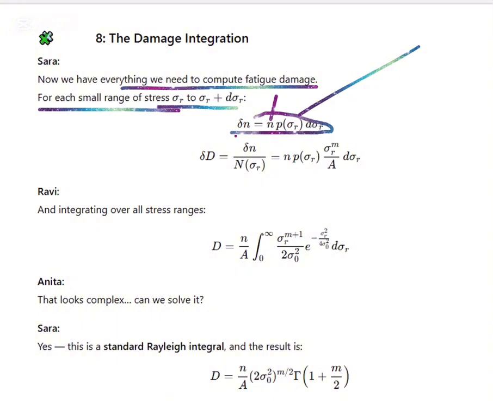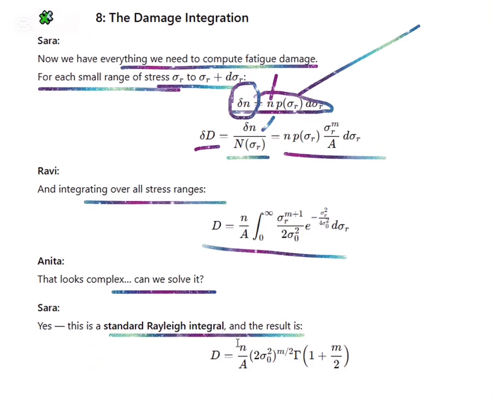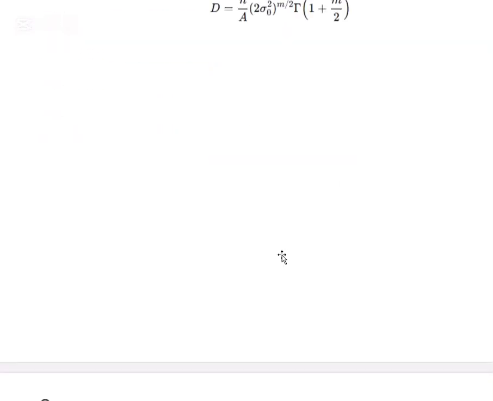Then for that particular stress range, how many cycles are going to happen? So we can calculate the damage from the actual number of cycles divided by the number of cycles to failure for that stress range, and integrating over all stress ranges, we get the damage. That looks complex. Can we solve it? This is a standard Rayleigh integral, and the result is this one, including the gamma function.